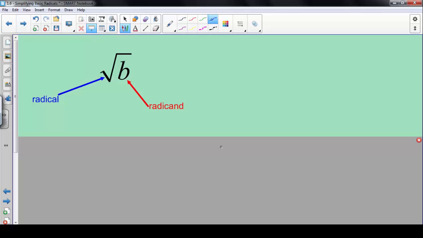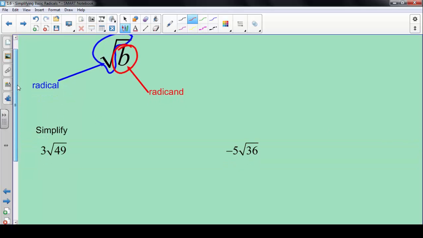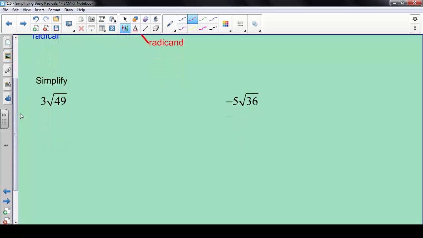So two things when we talk about the radical, that's this portion. We talk about the radicand, that's what's inside the radical. So when we simplify these, that 49 is the radicand inside the radical. You want to simplify your radical, so this 3 stays out front. Square root of 49 is 7. 3 times 7, 21. Even though it's not written, that's an implied multiplication.